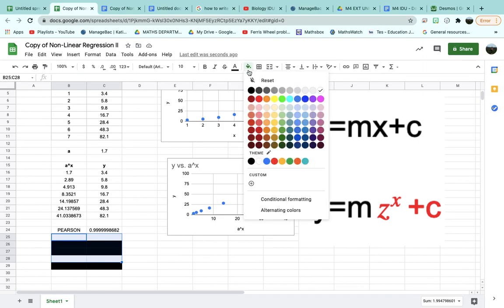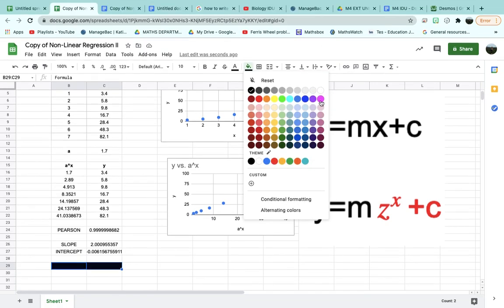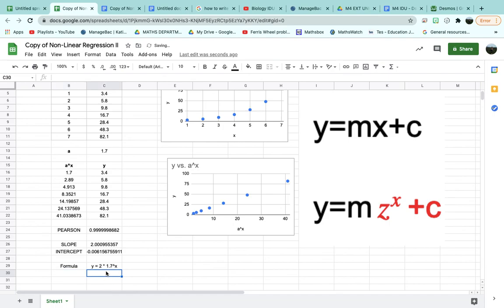So like before, we are going to write down what the slope is, what the intercept is, and as the final step of this, we are going to say that our formula, therefore, is going to be y equals 2 because the slope of this new graph is 2, so we substitute the 2 in for m here. y equals 2 times a, which is here 1.7 to the power of x, because this is a growth graph, and plus c. C is such a small value, we're not going to include it. So that is going to be our overall formula.